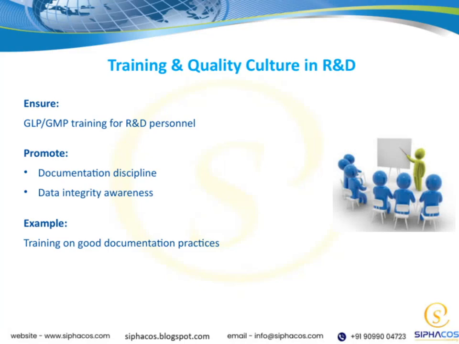Let's now focus on the importance of training and quality culture in R&D. It's essential that our personnel receive proper GLP and GMP training to ensure compliance and consistency in our research activities. This training helps maintain high standards and minimizes errors. Additionally, promoting a strong documentation discipline is crucial. Accurate and thorough documentation not only supports data integrity, but also ensures that our research can be reliably reviewed and reproducible.